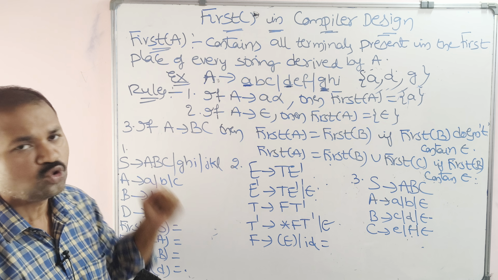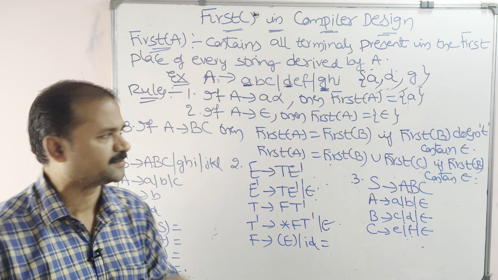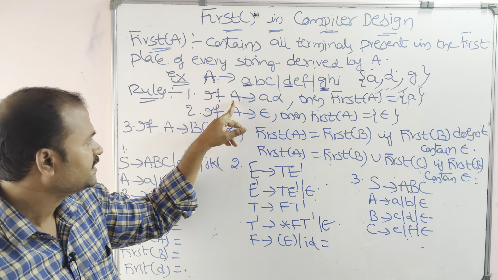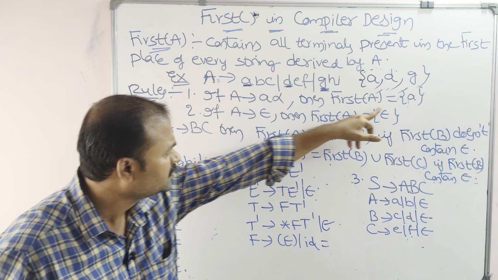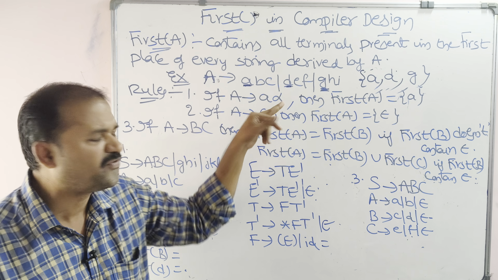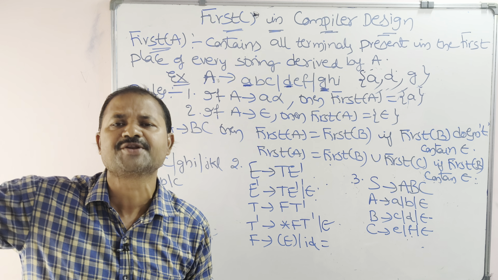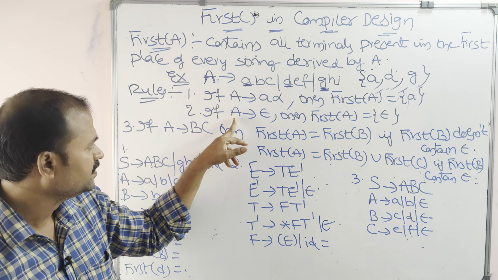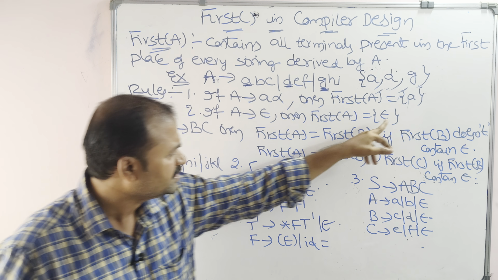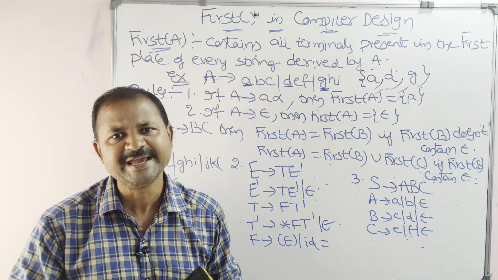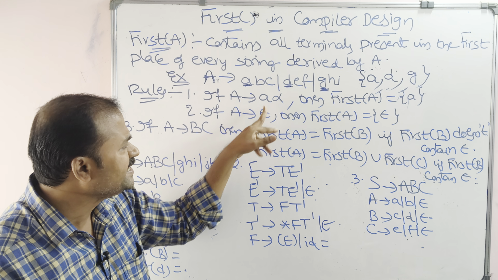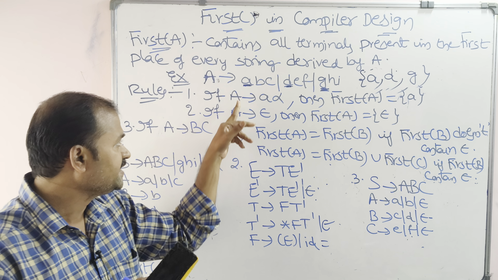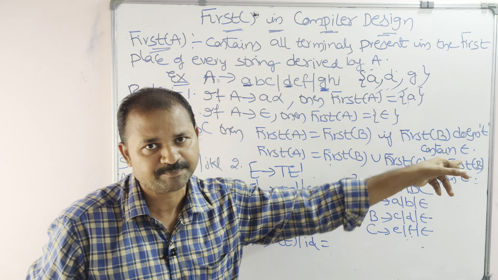Now let us see the rules for calculating FIRST. If A produces a alpha, then FIRST of A equals a. Here alpha may be a terminal or a non-terminal. If A produces epsilon, then FIRST of A equals epsilon. So if a production starts with a terminal, then FIRST of that A will become that terminal only.